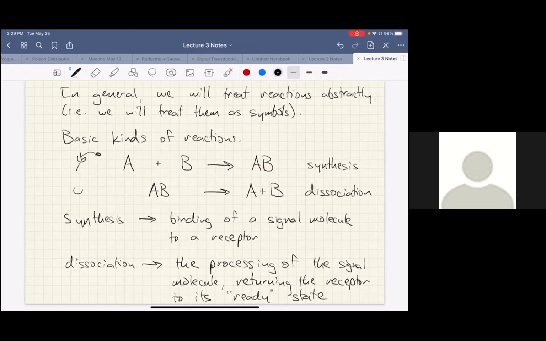Then later, while they are bound, eventually, when they are bound together, then they are the compound, and eventually this bound molecule is going to leave. Either it's going to be processed or it's going to be somehow ejected, and then you will have back the unbound receptor and the signal molecule, and then the unbound receptor will be ready for another synthesis reaction.